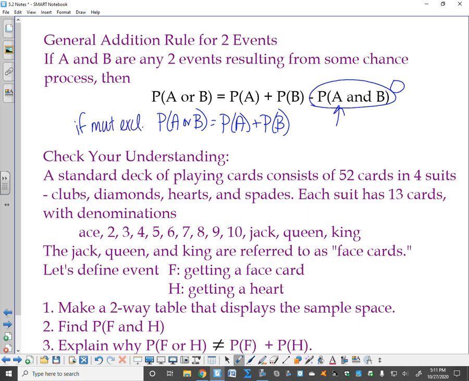All right, check your understanding. A standard deck of playing cards consists of 52 cards in 4 suits: clubs, diamonds, hearts, and spades. Each suit has 13 cards with denominations ace, 2, 3, 4, 5, 6, 7, 8, 9, 10, jack, queen, king. The jack, queen, and king are referred to as face cards. Let's define event F as getting a face card, event H as getting a heart.